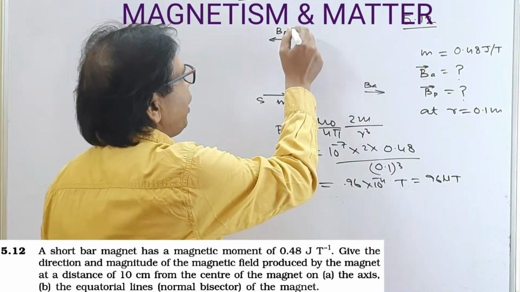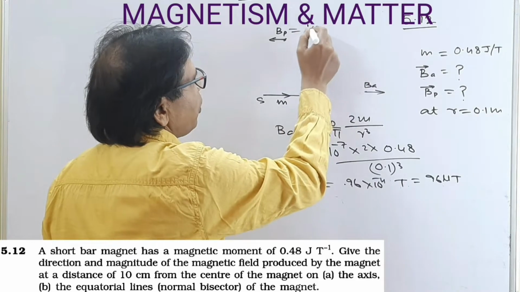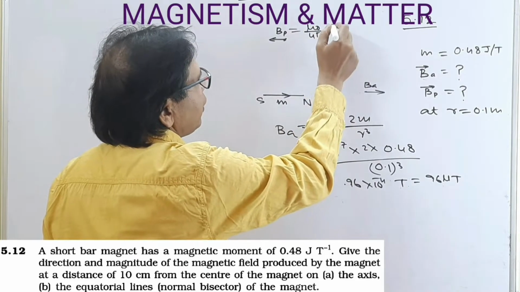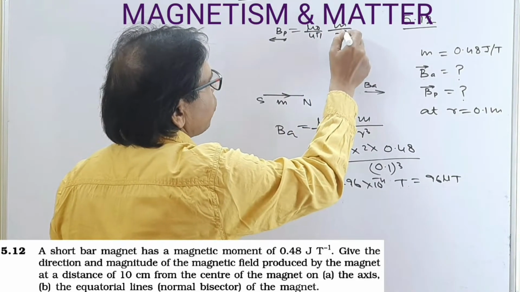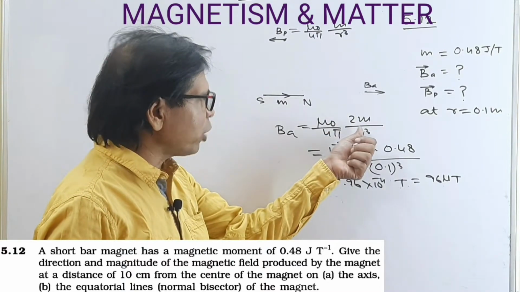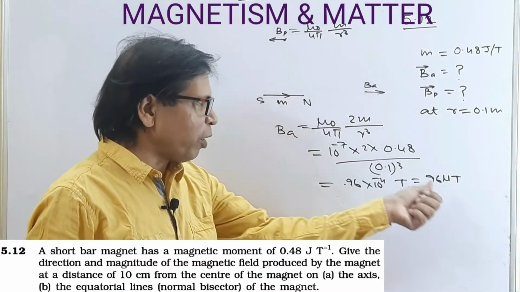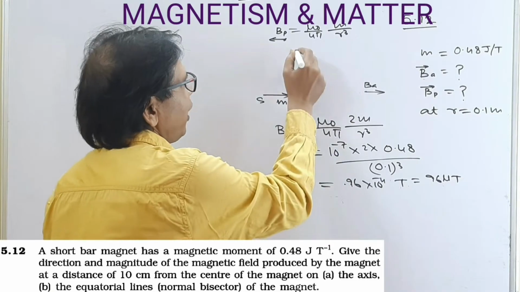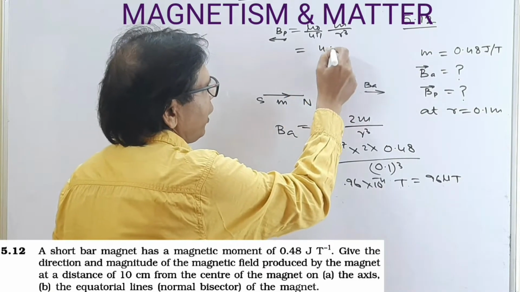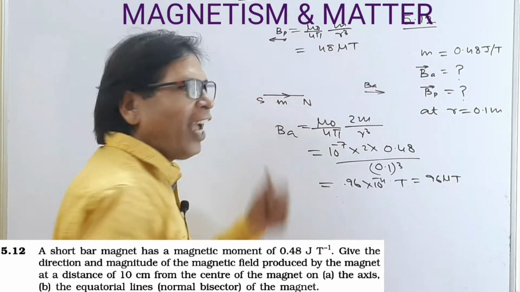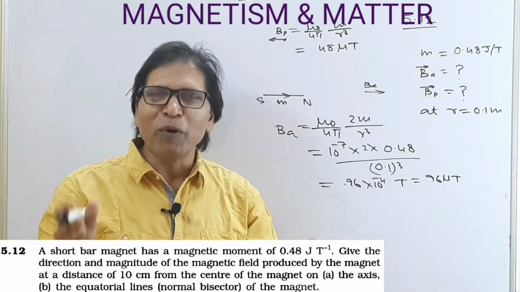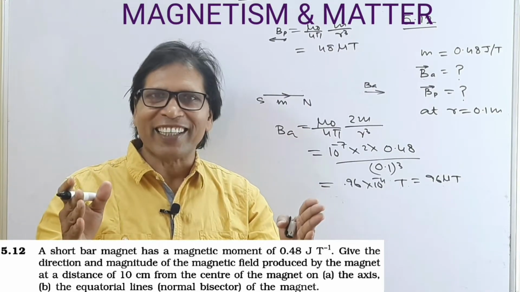Now on the perpendicular bisector position, μ0/4π times m/r³. Look at this, the axial value was 2m/r³, so the magnetic field at this point is half of this. So here this equals 48 micro Tesla, and its direction is opposite to the direction of the m vector.